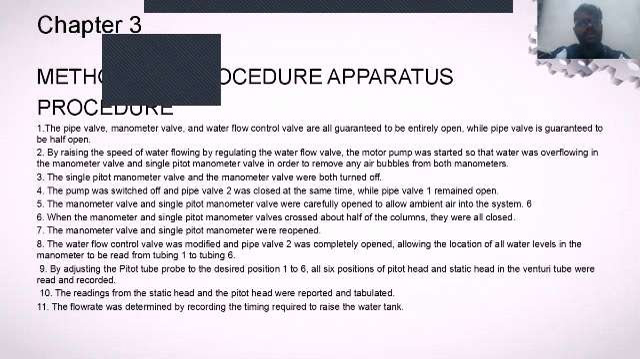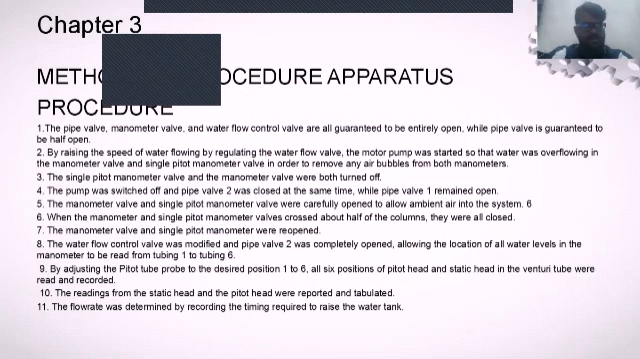For the second one, by raising the speed of the water flowing by regulating the water flow valve, the motor pump is started so that the water is overflowing in the manometer. For the third one, the single pivot manometer valve and the manometer valve will both be turned off. For the fourth one, the pump is switched off and the pipe valve is closed at the same time, while pipe valve 1 remains open.